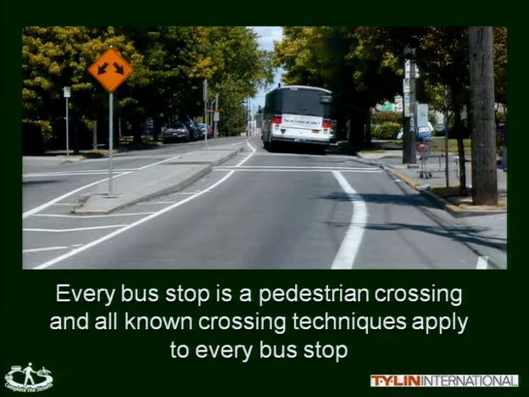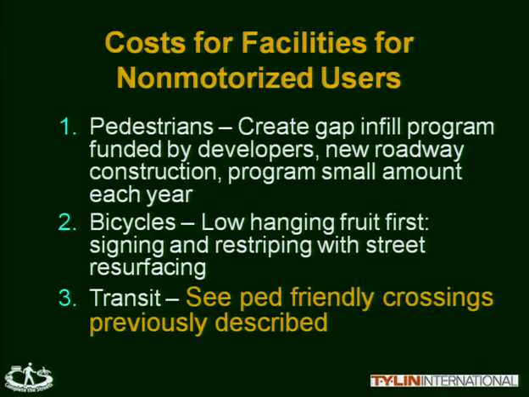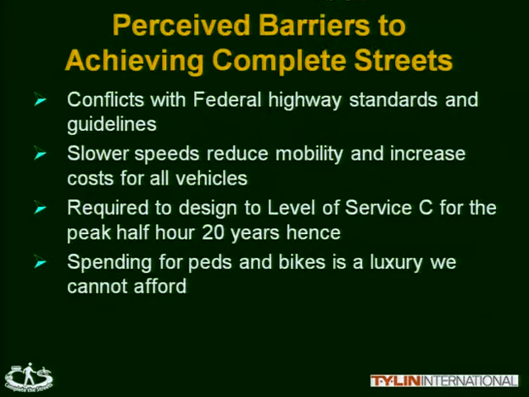The most important thing to remember about buses is wherever there's a bus stop, there is a pedestrian crossing. Automatically, they're going to cross the street. They have to go home at some point. They're going to have to cross the street. Wherever you have a bus stop, you have a pedestrian crossing, and you treat them as you do all pedestrian crossings. So you need to make sure that they're there. So we look at the pedestrian crossing part. So all of these barriers, they're all myths.